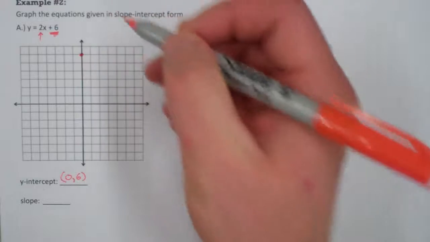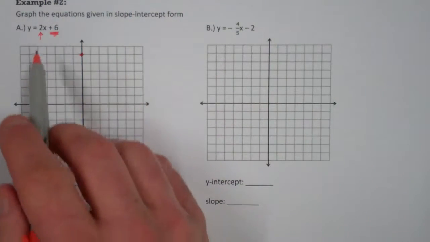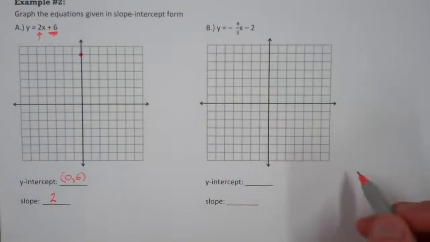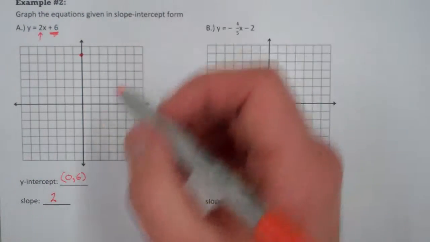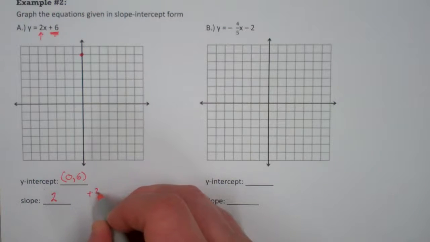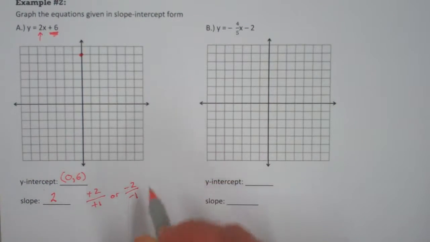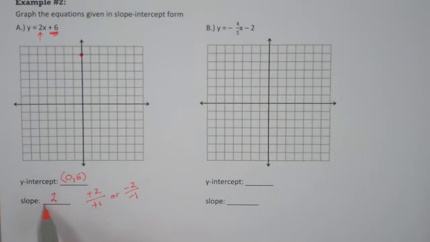The slope is the coefficient of x. It has to be y equals, and then that coefficient, in this case it's 2, is going to be the slope. Now the slope could be positive 2 over positive 1, or negative 2 over negative 1. We wouldn't write this as a final answer here. The slope is just 2. That's the simplest form of it. But this is going to help us to graph.